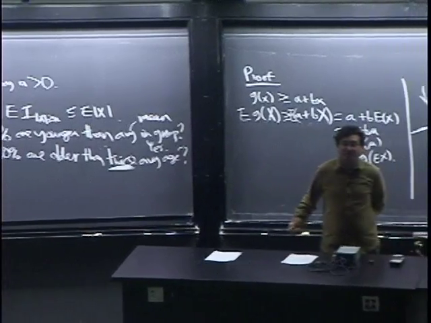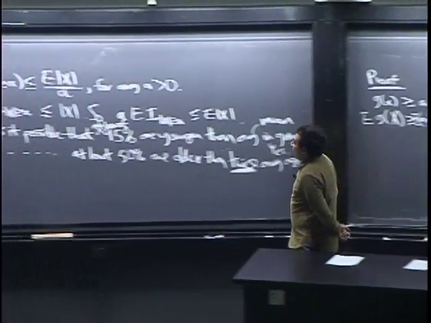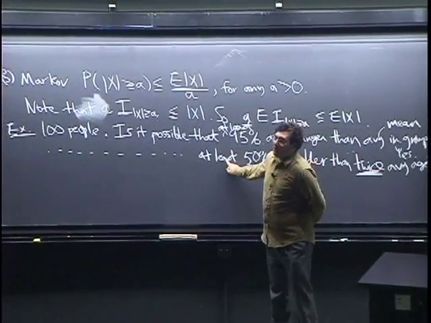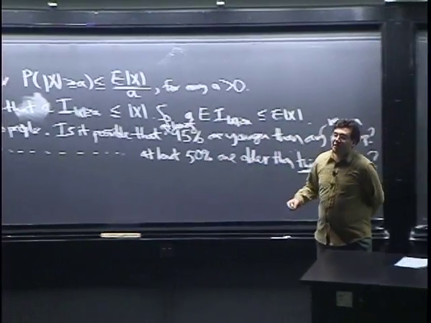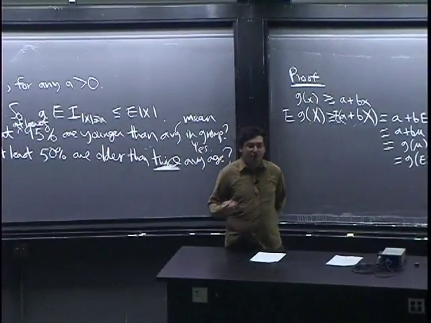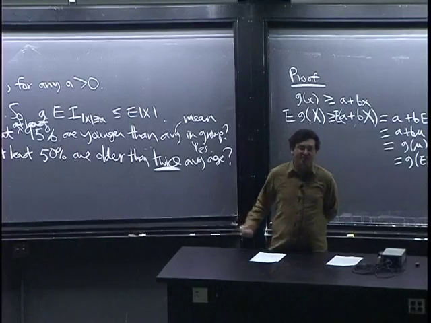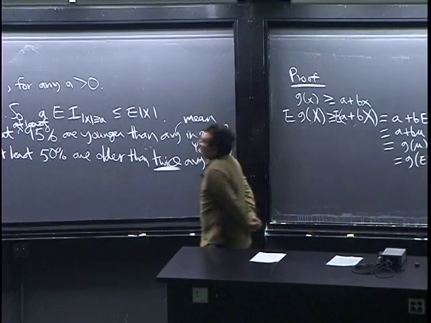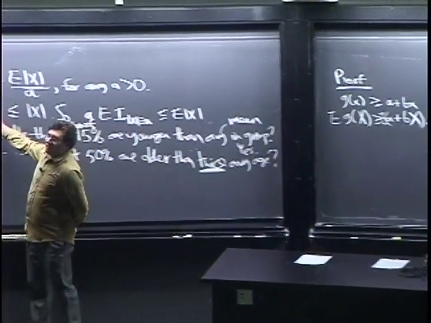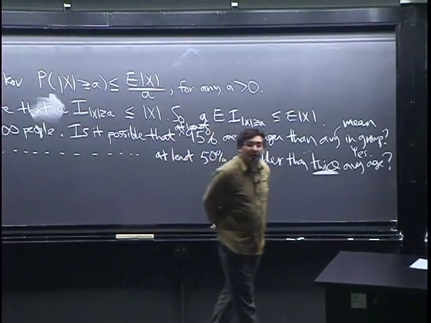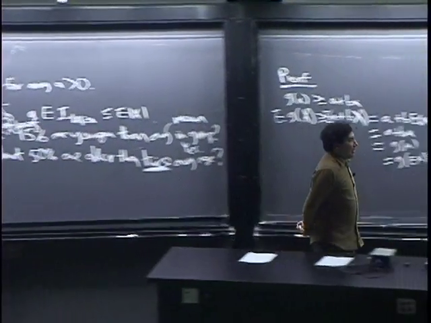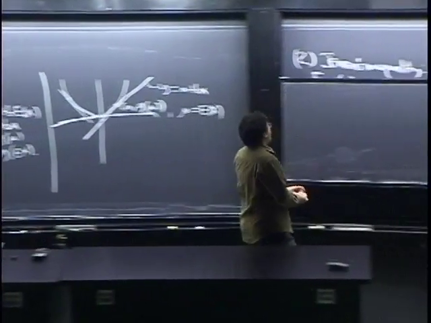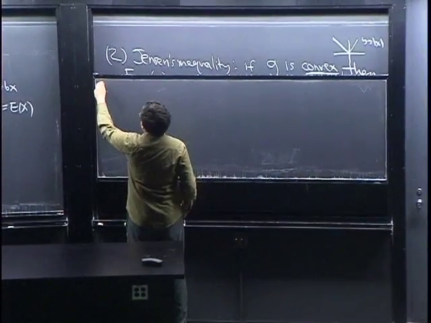Okay, so that's impossible. Similarly, you can't have more than 1/3 of the people be more than triple the average age, and so on, right? It's impossible. That is exactly what Markov's inequality says. So that's the intuition. All right, so our last inequality is Chebyshev, which is another famous inequality.